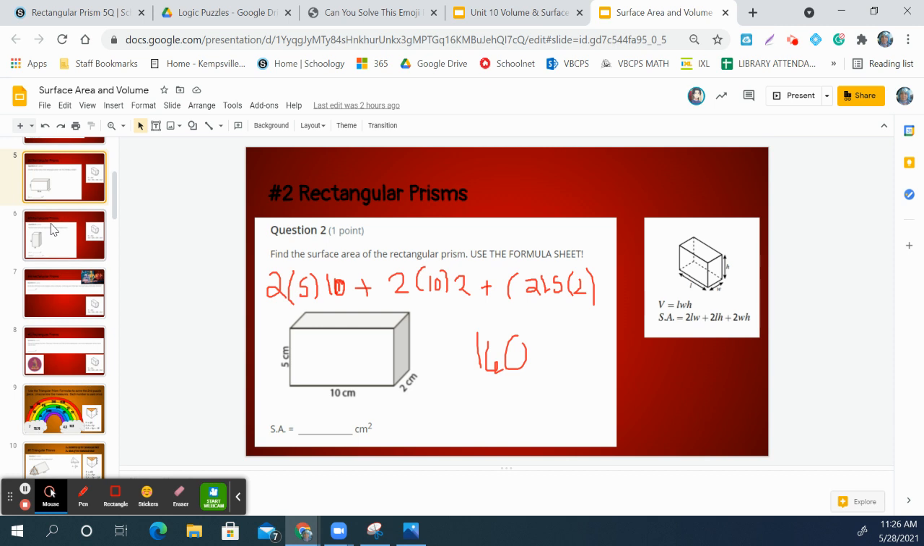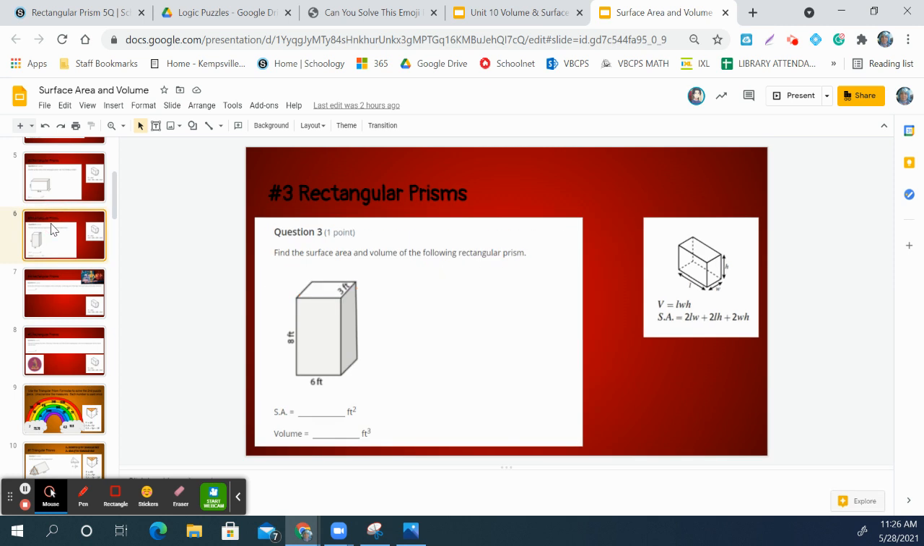Why is volume cubed? Volume is cubed because you're multiplying 3 linear things together. Length times width times height gives you 3 dimensions. So is 6 the width or is 3 the width? It doesn't matter. You just assign them. So if 6 is the width and 8 is the height, then 3 is the length. It doesn't matter.